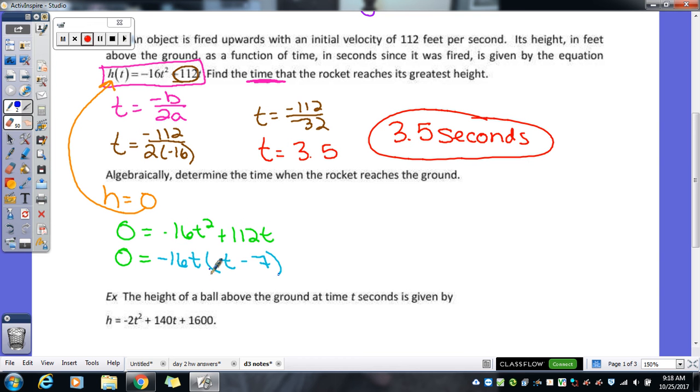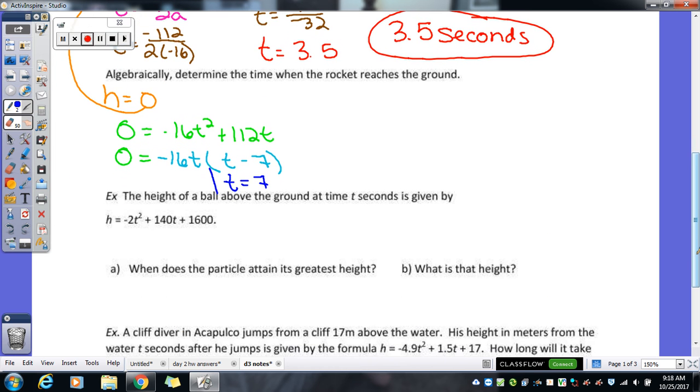So just like we've been doing for our other quadratics, we're going to set these both equal to 0. So one of my answers is a 7. What would the other answer be? 0, because you would have negative 16t equals 0. You would divide by the negative 16. So t equals 0.